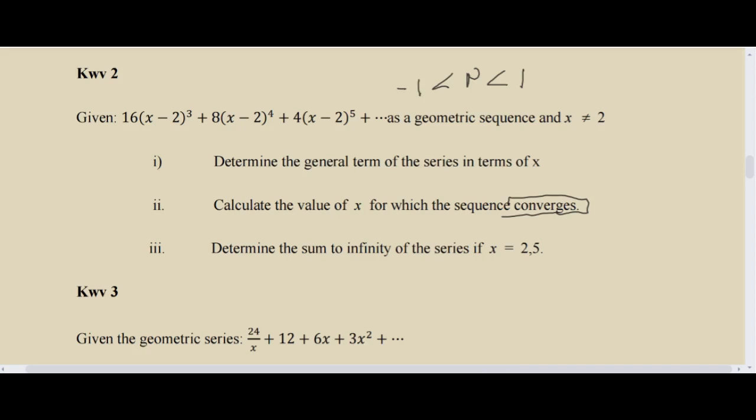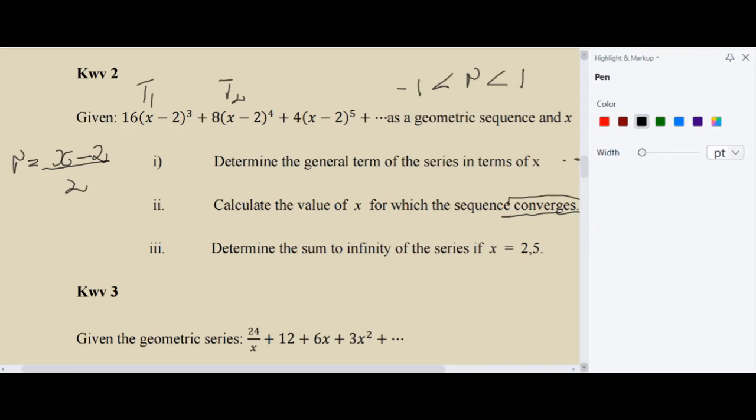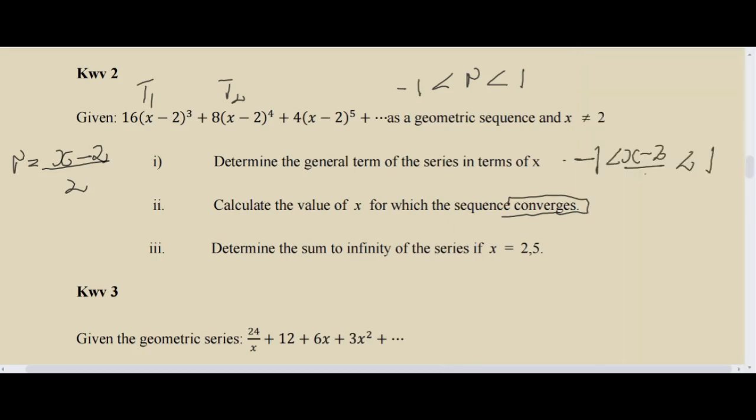Now, in order to do that, we already have the value of r. We calculated it to be (x minus 2) over 2 from saying T2 divided by T1. Now, what you should do is just put this in between this formula here. So you have -1, and then what's your r? It's (x minus 2) over 2, and then you have your 1. Let's fix here. So we have (x minus 2) over 2.